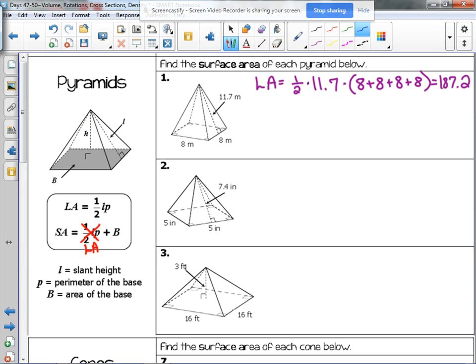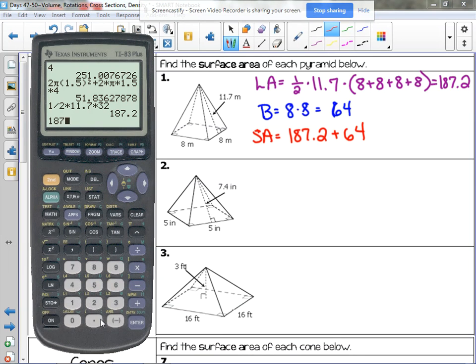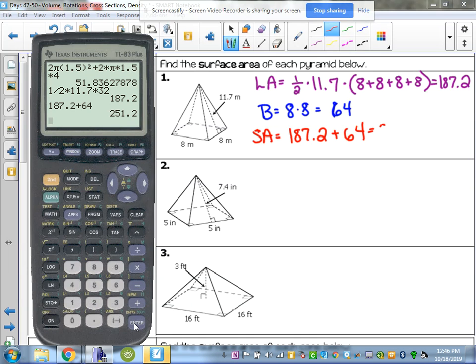All right, area of our base. What shape is our base? Square. So area of the base, or area of the square, side times side, side squared. 64. So our surface area is our lateral area plus our base. 187.2 plus 64. 251.2 meters squared.